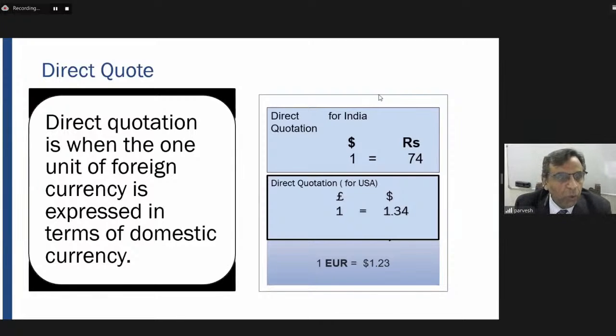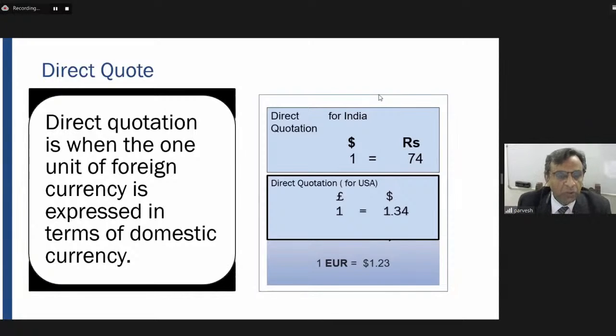So look at one more quote. €1 is equal to $1.23. Now, is this a direct quote of which country? That is a direct quote of America, and they are trying to understand how much €1 is going to cost them.